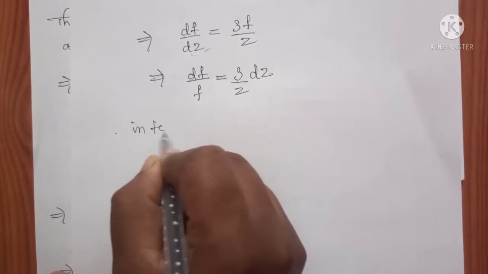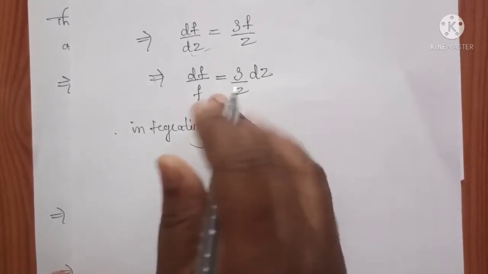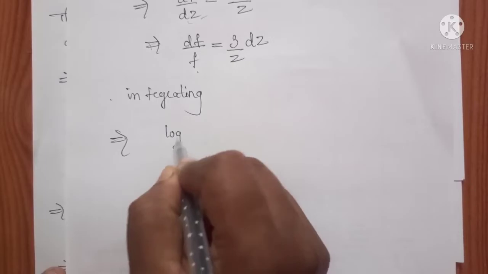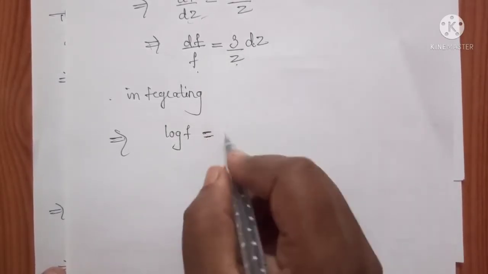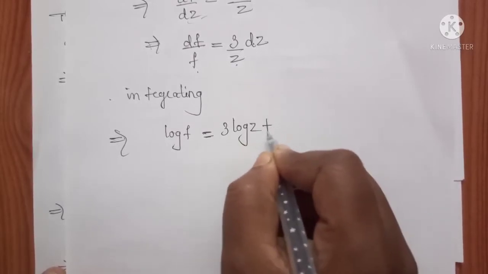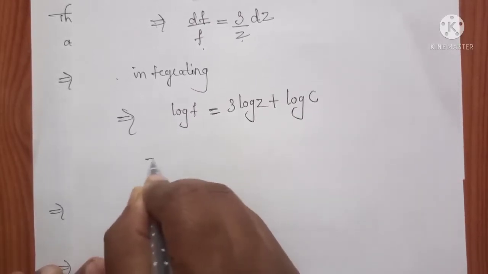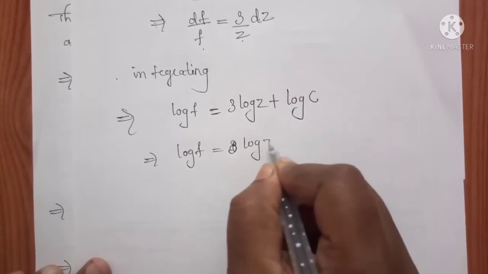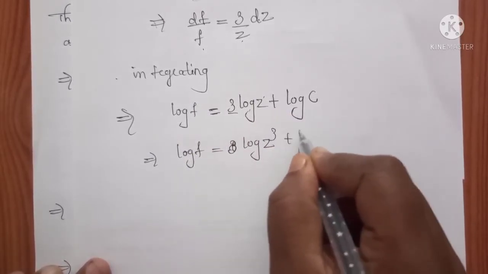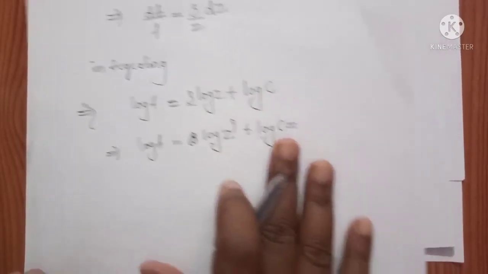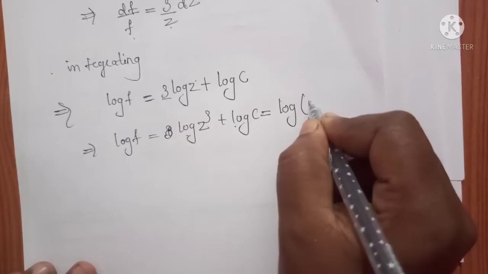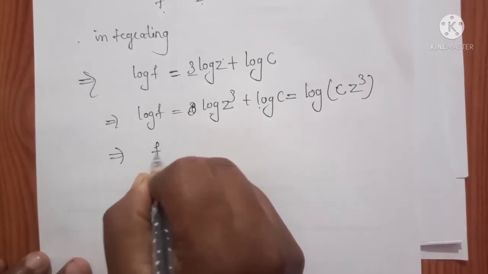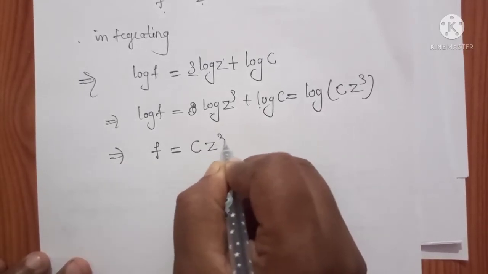Then integrating, you can observe that it doesn't take LD form. Simply we can integrate this one. Integrating, we get df by f, that is log f, plus dz by z, that is 3 log z, plus the integration constant, which we take as log c. So it can be written as log f equals log of c into z cube, using log m plus log n equals log of m into n. Taking anti-log on both sides we get f value equals c into z cube.